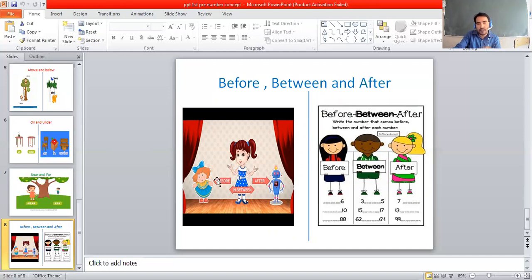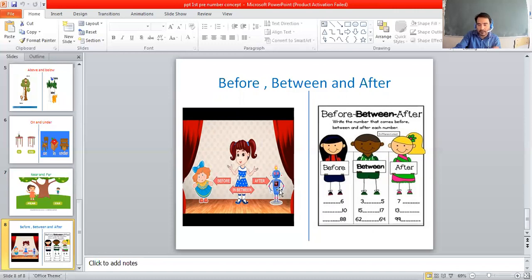The doll is before the girl. The doll is before the girl. Next, the robot is after the girl. So where is the girl standing? Where is the girl standing? The girl is standing in between the doll and the robot.